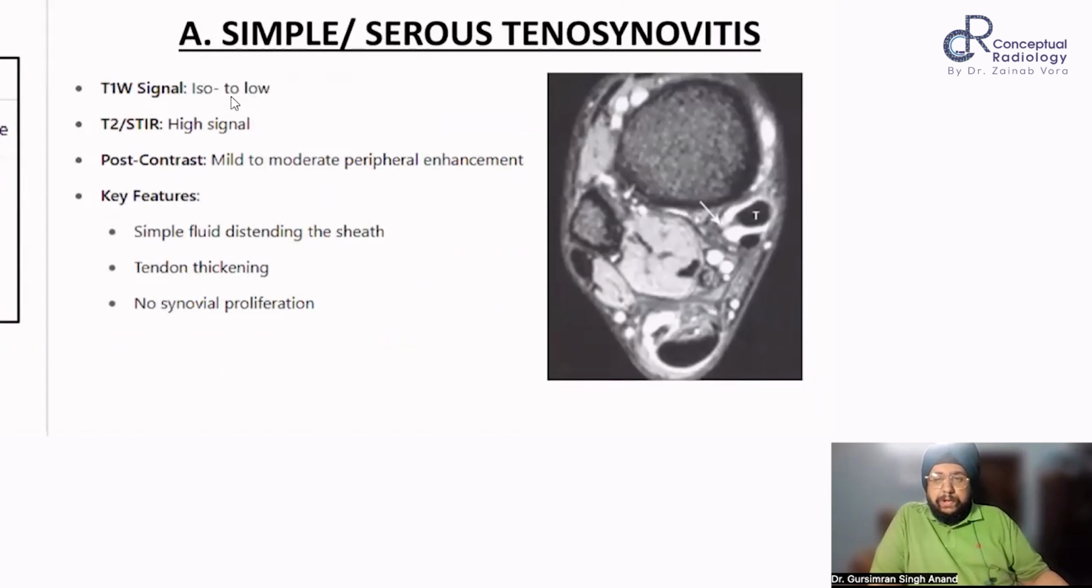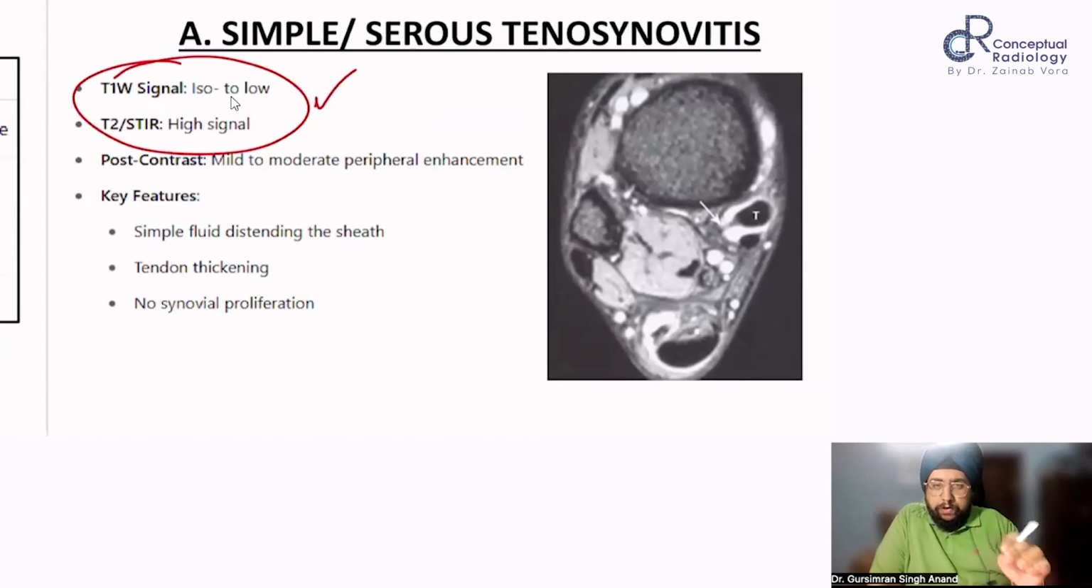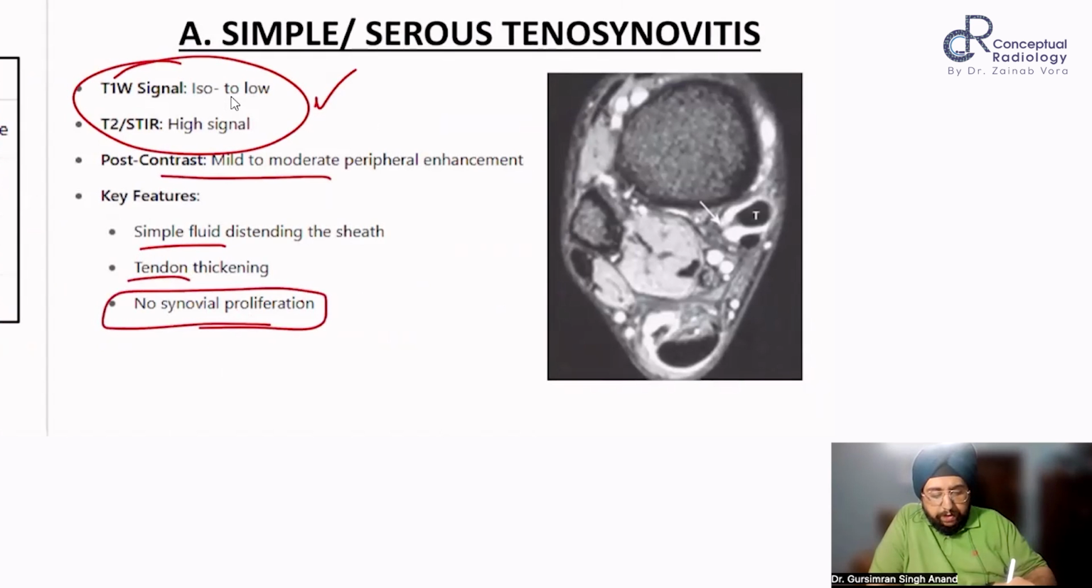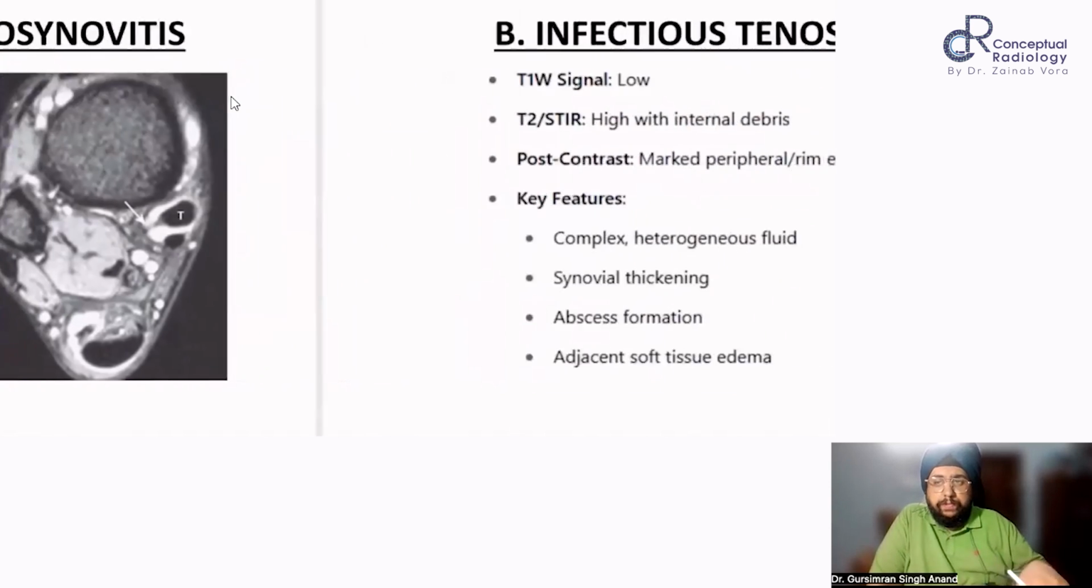So let's start with the simple serous tenosynovitis, which we see on a day-to-day basis. Okay. So you will have all the fluid signals. Okay. On post-contrast images, you will have mild to moderate peripheral enhancement. Okay. But there will be no synovial proliferation. Okay, so in cases of simple serous tenosynovitis, there will be no synovial proliferation. Okay, you have to remember that.